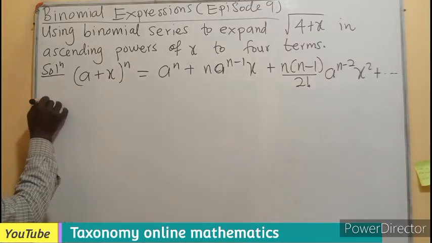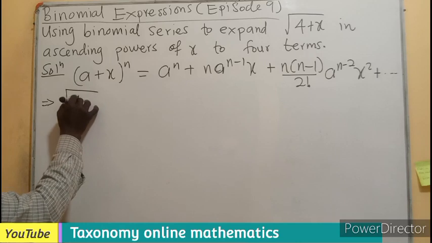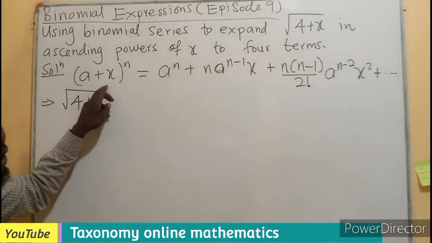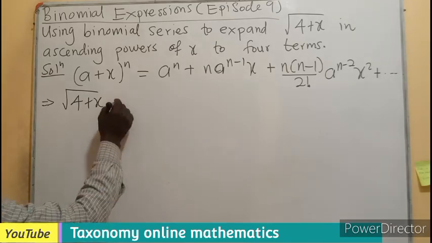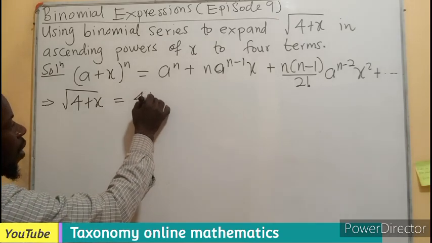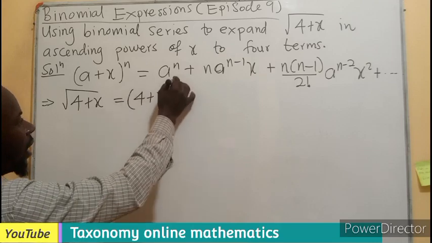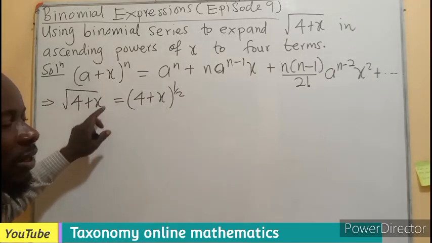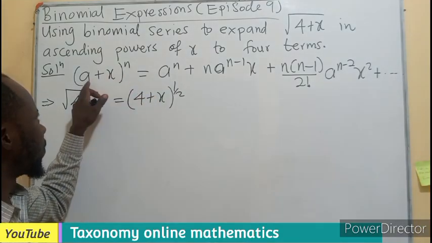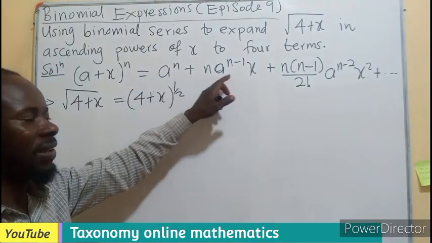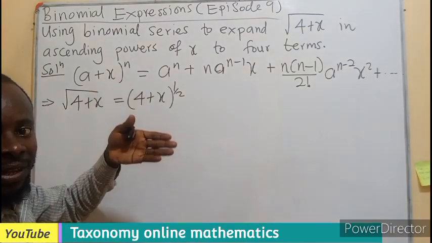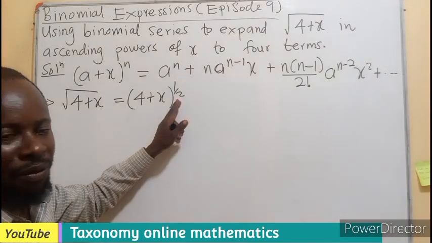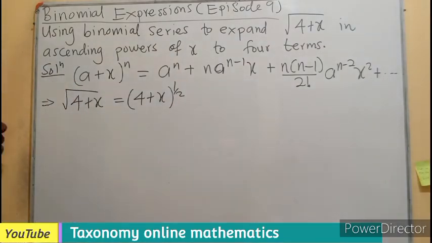Now, what we are given is the root of 4 plus x, which is not in this form. It's not having any power. So we have to rewrite this as (4 plus x) to the exponent of half. We know exponent of half is the same as the square root. So now your a is 4, so we replace the a with 4. Your x still remains x. Then n is now going to be half. So let's do the substitution and see.